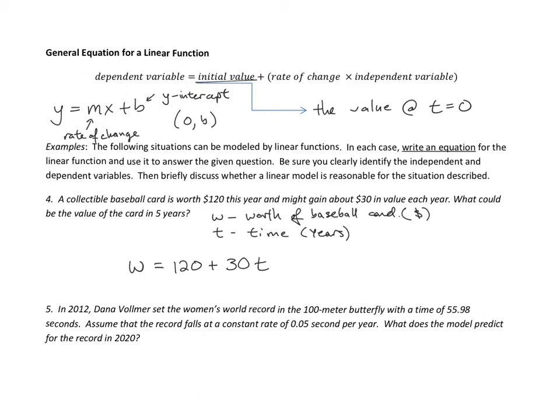And we can now estimate the value of the card 5 years later. So the worth would be $120 originally plus $30 it would grow each year for 5 years. 30 times 5 is 150. 150 plus 120 is $270.